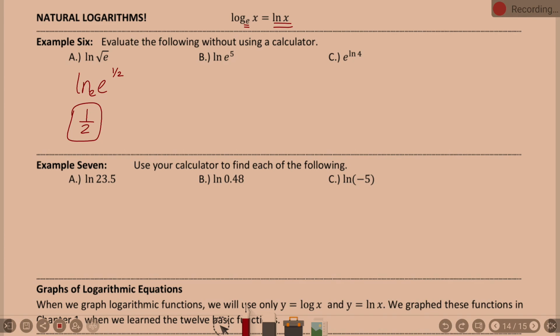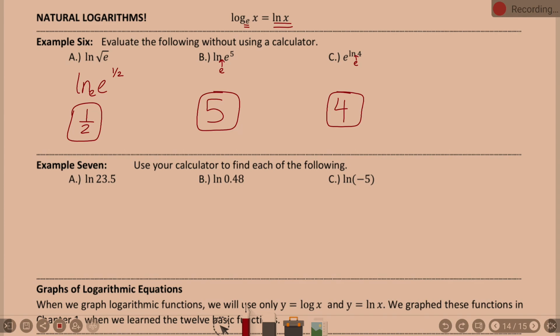I feel like B probably should have been first. What's the natural log of E to the 5th? 5, because this is base E. What's E raised to the power of the natural log of 4? 4, because what base is this? E, the E's match, so my answer is 4.